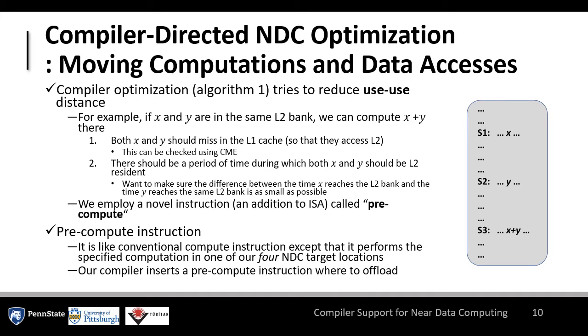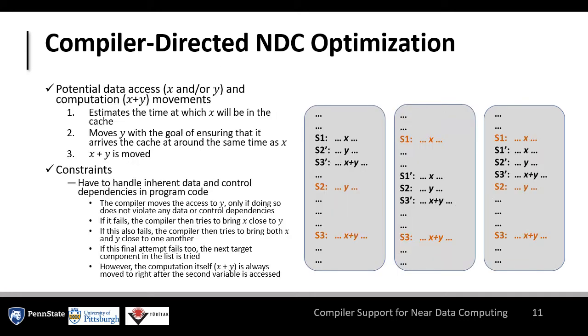To do that, we enhance the ISA using an instruction called precompute. It is like a conventional compute instruction, except that it performs a specified computation in one of our 4 target locations that I mentioned earlier. The compiler inserts a precompute instruction wherever we want to exploit near data computation. So let me give you specific scenarios.